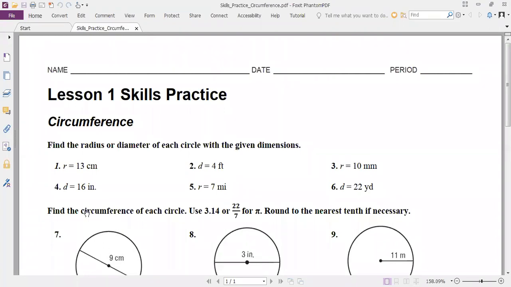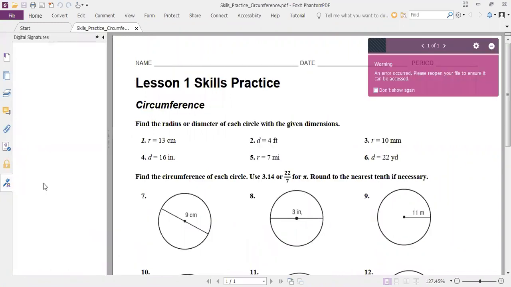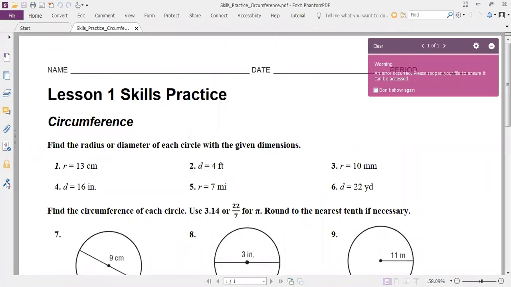Excellent, Yazid. Again, remember with me. If he gives me the radius, equal 13 for example, I multiply by 2. If he gives me the radius, I will multiply this one by 2. If he gives me the diameter, I will divide it by 2. If he gives me the diameter, like here 16, I divide by 2. If he gives me the diameter is 22, I divide it by 2. If he gives me the radius is 10, I multiply by 2.